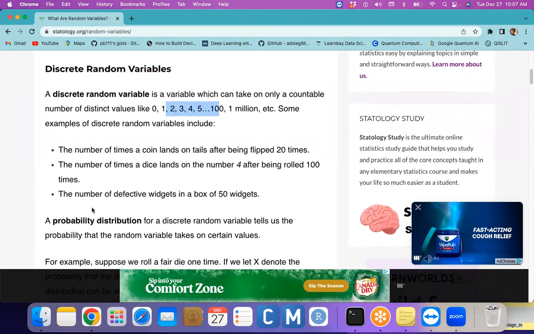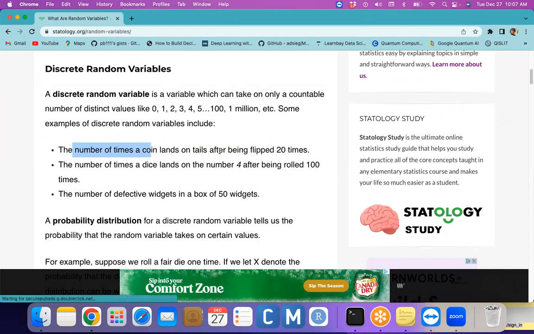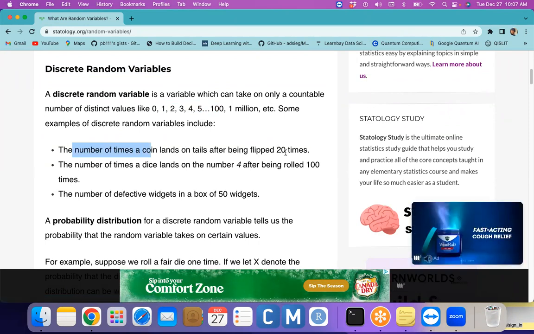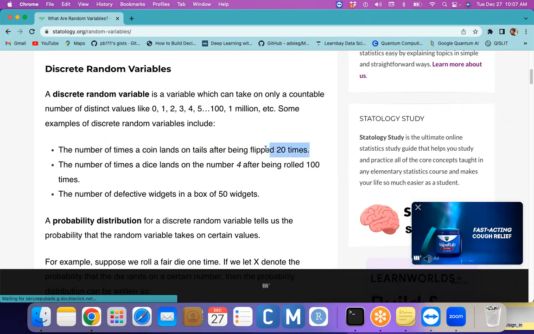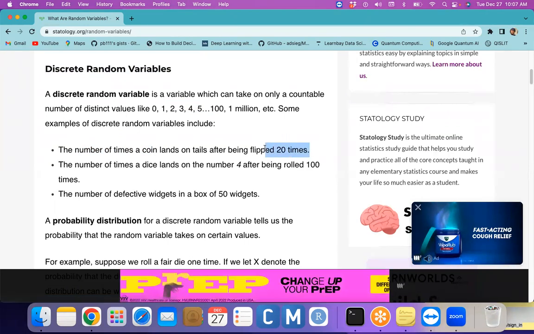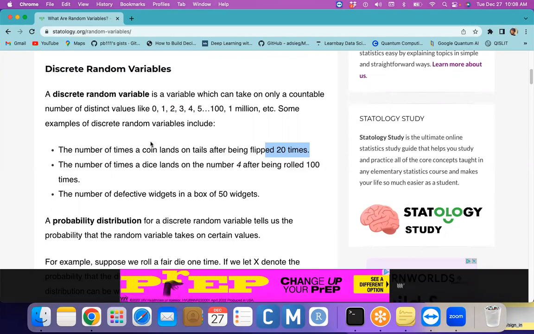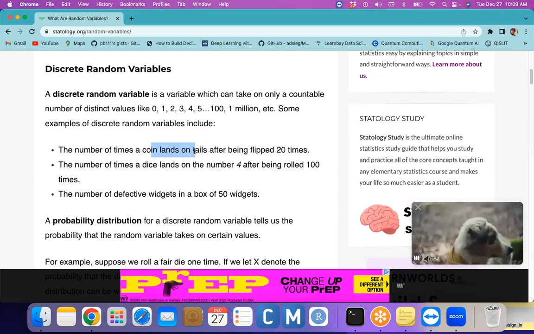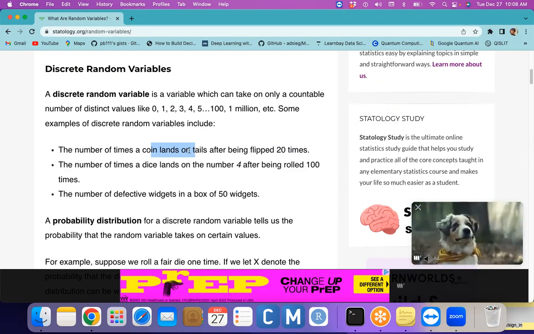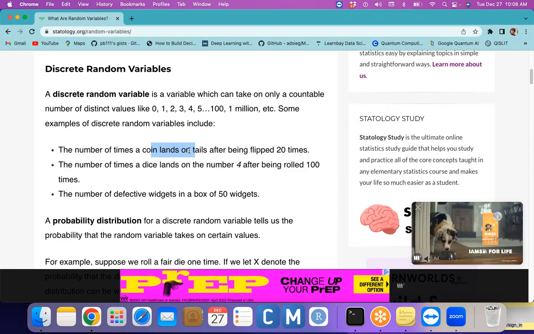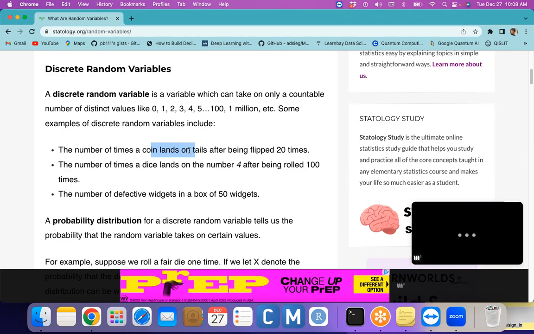Some examples of discrete variables: the number of times a coin lands on tails after being flipped 20 times. For example, you toss the coin 20 times, and you might get some number of tails. We call that the number of times it lands on tails. So here we get some countable number: maybe 20 times tails, or 10 times tails, or 0 times tails.